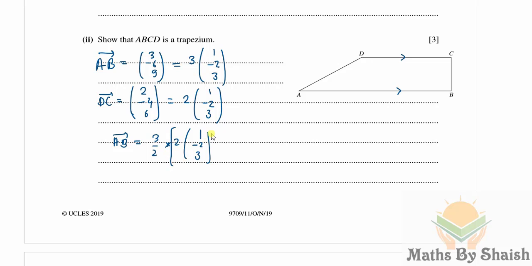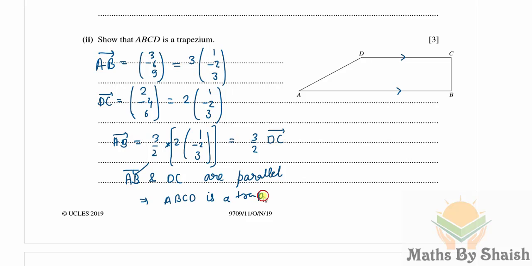Now I can see this vector is DC vector, so we can write it as 3 by 2 times DC vector. So now since AB is a scalar multiple of DC, AB and DC are parallel, so it's not required to apply the vector, it is okay. AB is a line, DC is a line, they are parallel, and hence ABCD is a trapezium.